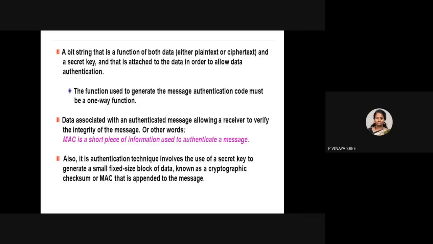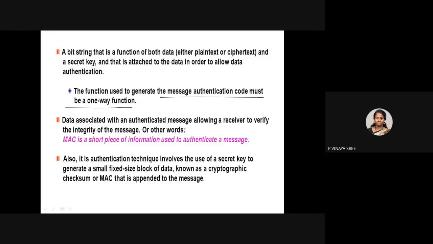See here, a bit string that is a function of both data and the secret key, and that is attached to the data in order to allow data authentication. I will explain this with the diagram. The function used to generate the message authentication code must be one way. What is this one way?